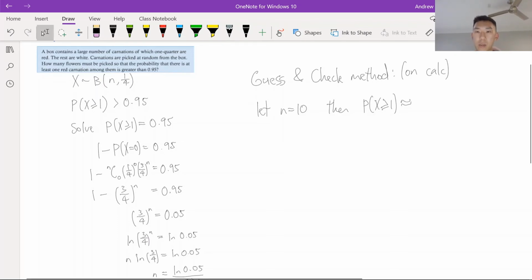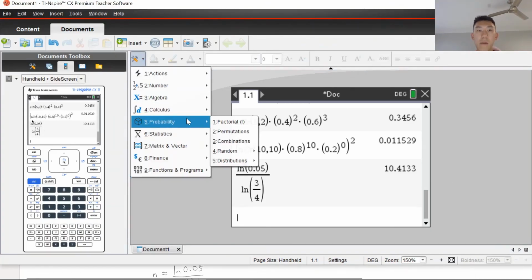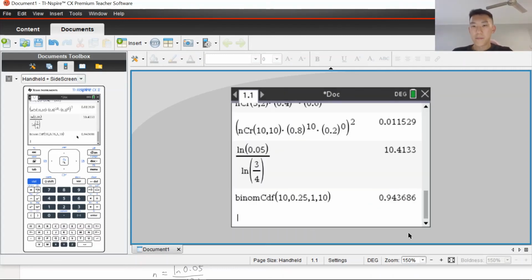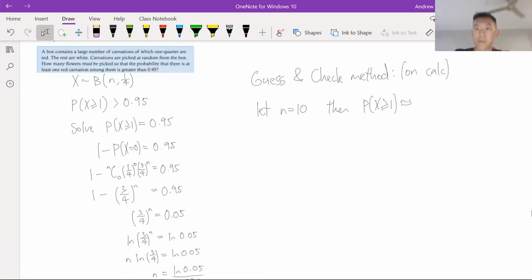So then you would just go in the calculator and go to probability, distributions. Now you want at least one red carnation, so it's CDF. So you're seeing what happens if you put n equals 10. You're trialing it. The probability was a quarter, 0.25. Your lower bound is 1, and your upper bound would be 10 because you have 10 trials. You want at least one, so it's 1 to 10. And see how that's approximately 0.9437. All right, so that's not 95%, so it can't be 10.